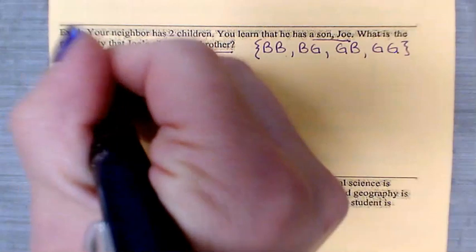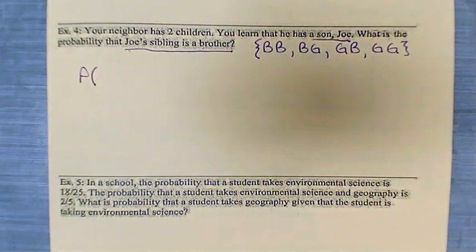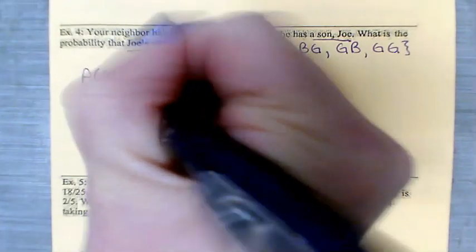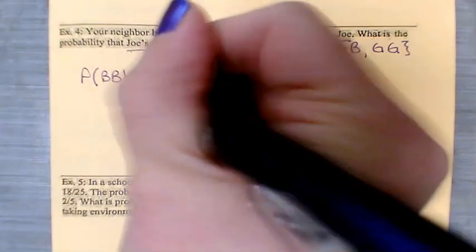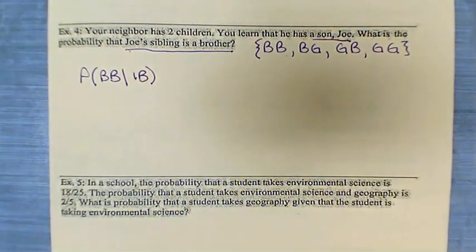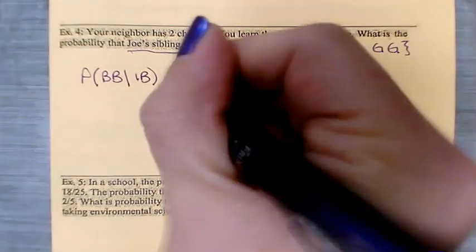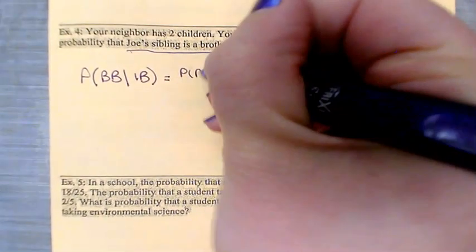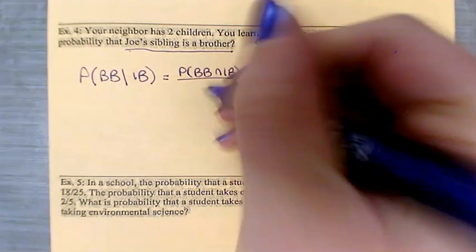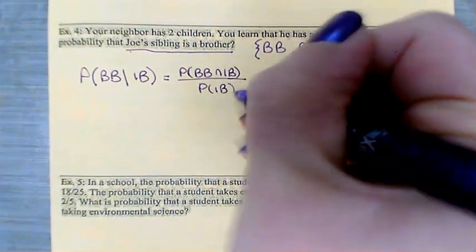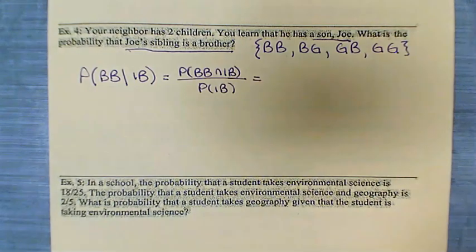So we're trying to find the probability that Joe's sibling is a brother. So Joe is a brother and his sibling is a brother. So that's BB, boy, boy. And we're given that there is at least Joe. So there is at least one boy out of the siblings. So using my formula, I need the probability of boy, boy, and one boy over the probability that there is at least one boy. So let's do the denominator first.